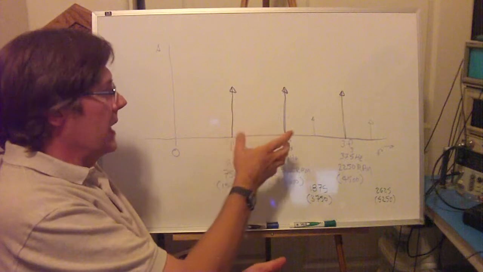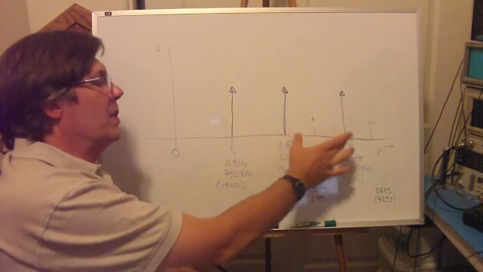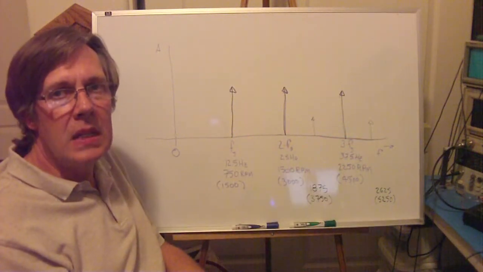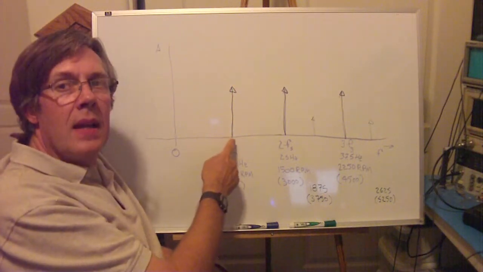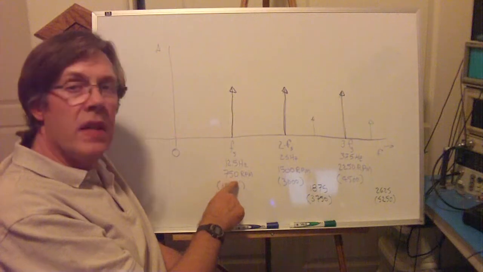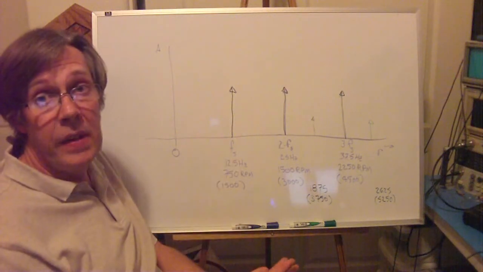We want to mention then too, let's notice what's happening here. We get these, like I say, they're called ambiguity regions, which are just multiples of the sample rate. And if we're exactly at f sub s, if we could turn the rotor at 750 RPM, it would look like it was stationary.